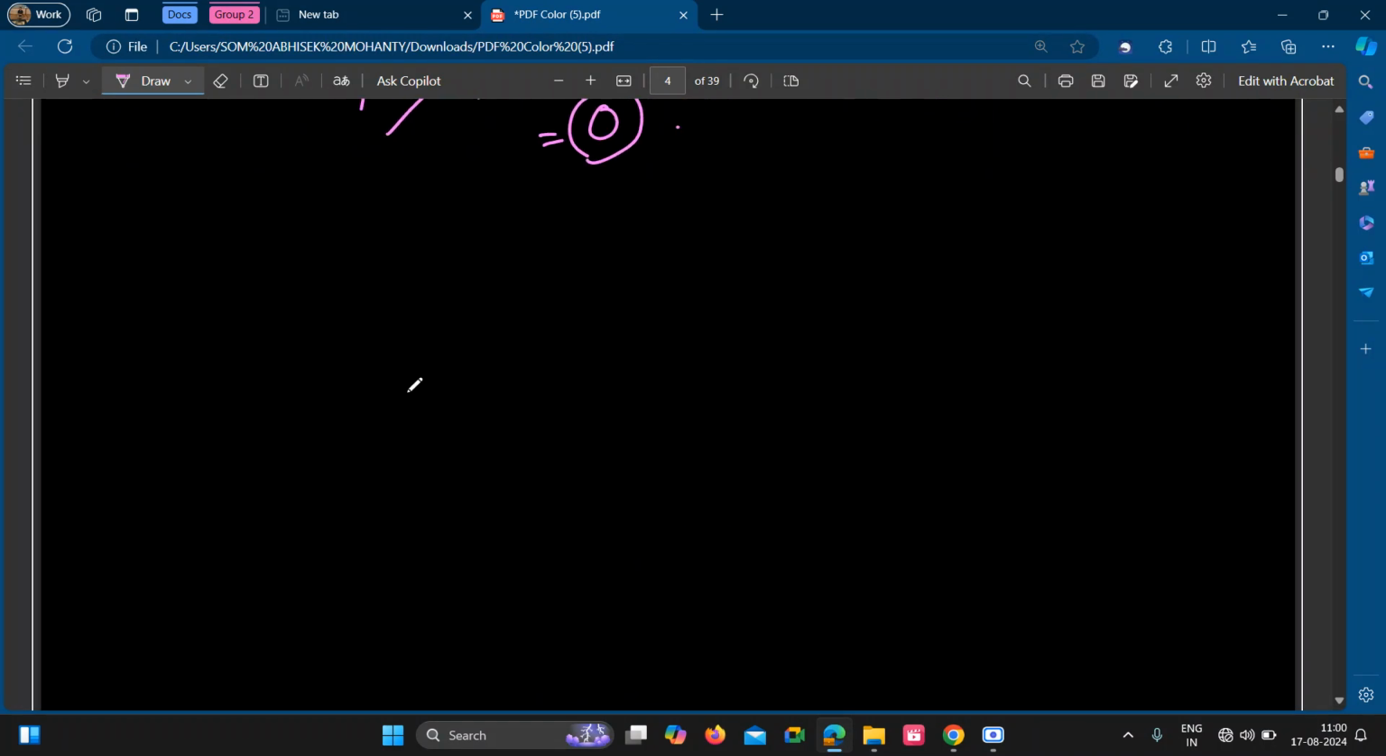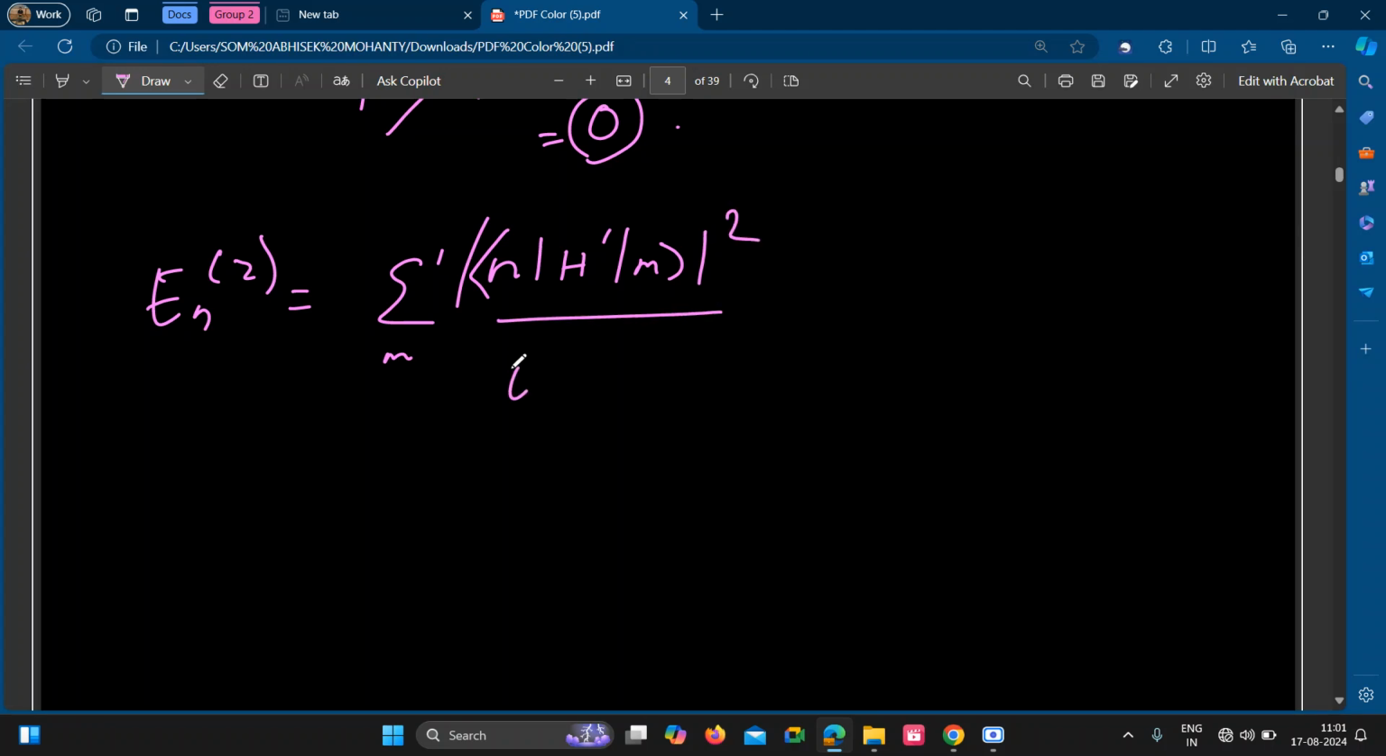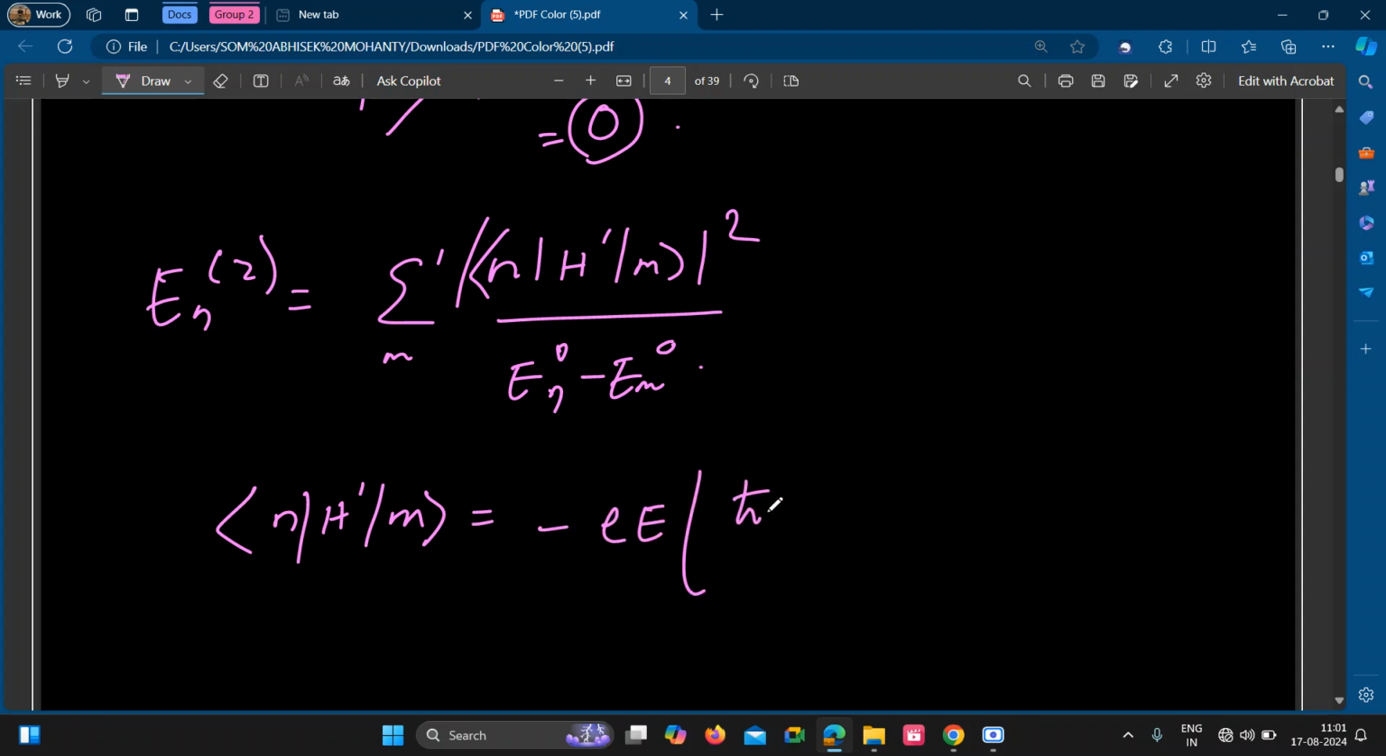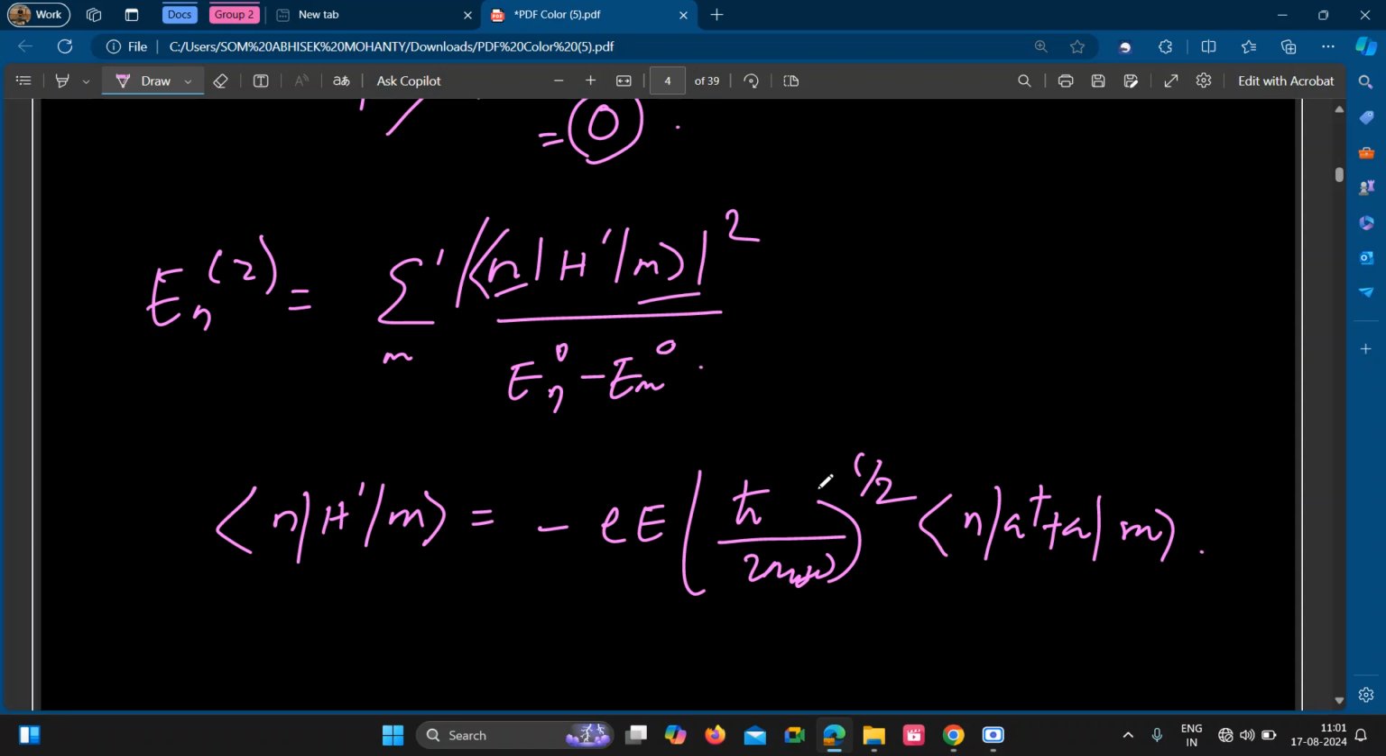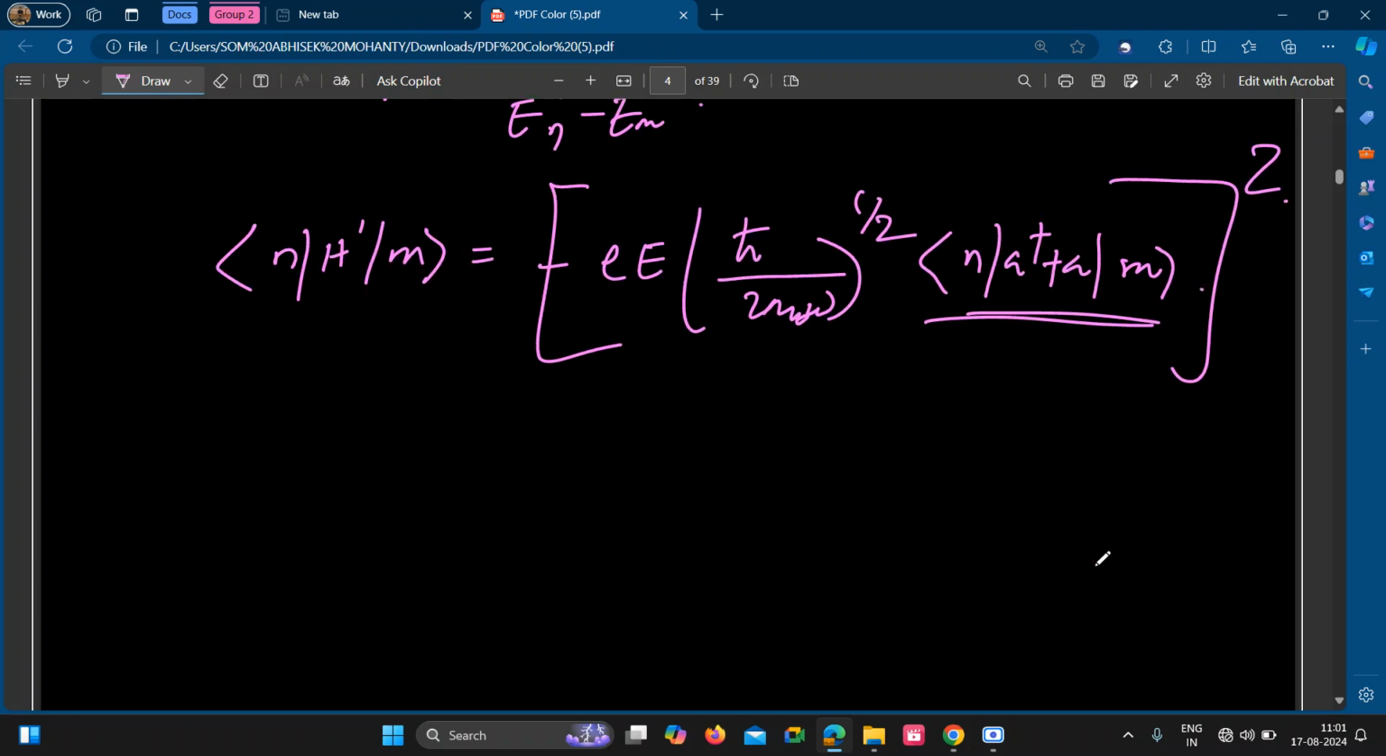So we will have to check the second order correction. The second order correction formula is En2 equal to the summation over m not equal to n of the square of n H dash m divided by En0 minus Em0. I have to calculate n H dash m, which is minus e times h cut by 2m naught omega to the power half, times n a dagger plus a m. You have to take the square of it, and this one won't be 0. We just put it in place of the numerator. That'll be the answer.